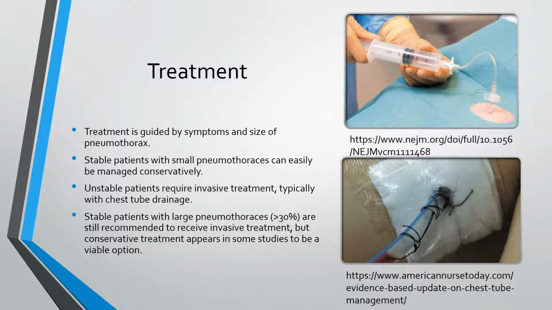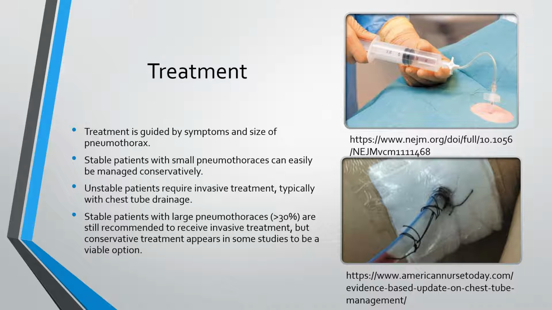If tension pneumothorax is present, the first step should be immediate needle decompression followed by chest tube insertion. According to the British Thoracic Society, needle aspiration can be attempted prior to chest tube drainage. However, the American College of Chest Physicians recommends that if drainage is warranted, chest tube drainage is first line.